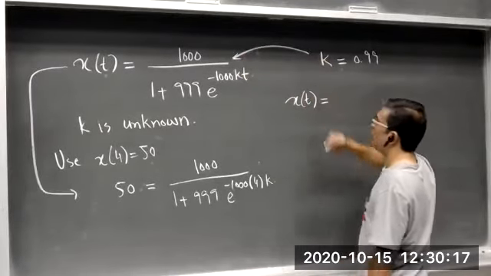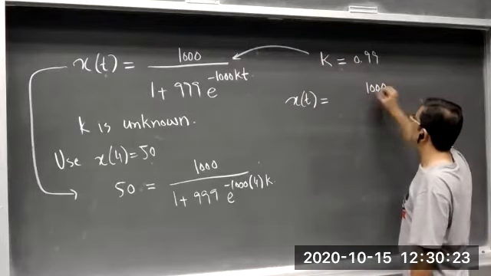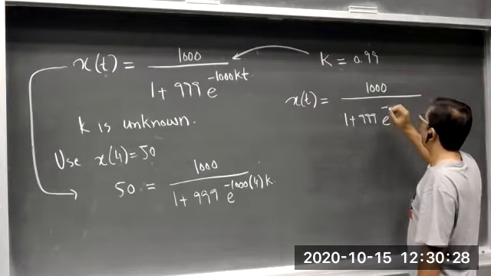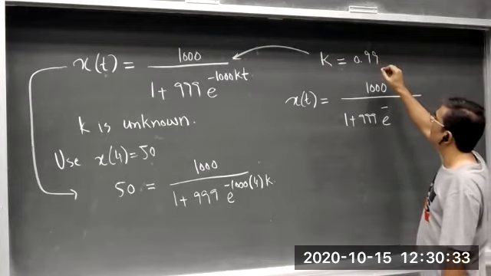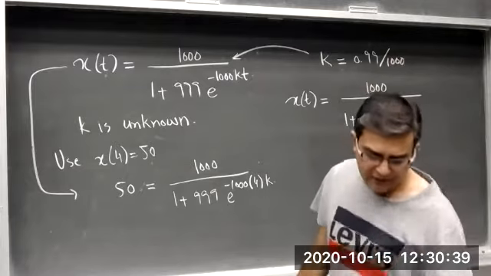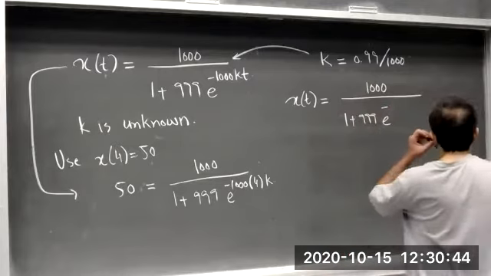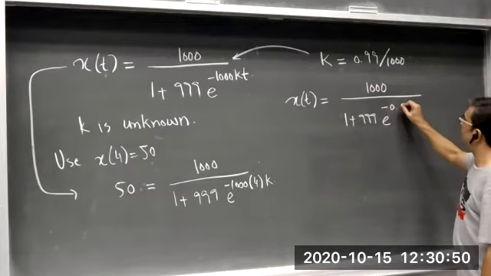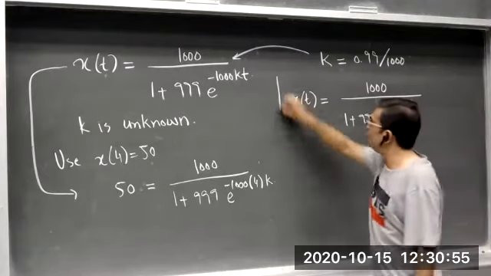Now inserting back the value of k here, what do you get? You get the complete solution with everything known. It is 1000 divided by 1 plus 999 e raised to the power negative, and k is 0.99 divided by 1000. So when we insert it here, the 1000 cancels, and we get 0.99 t. Now this is our solution.